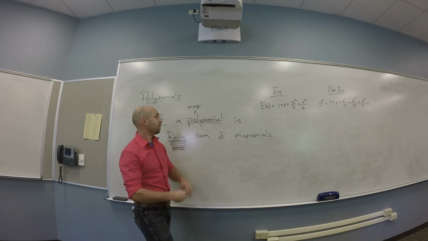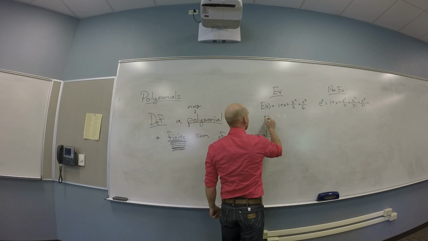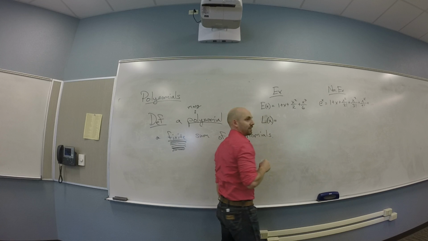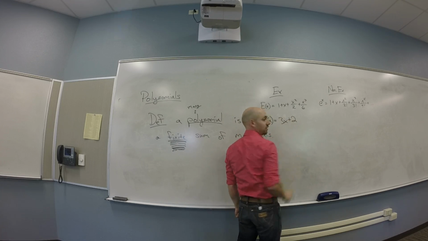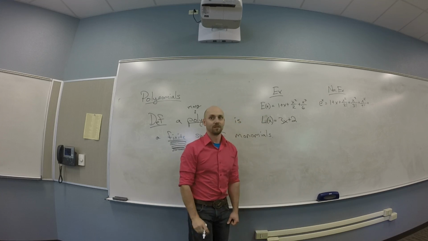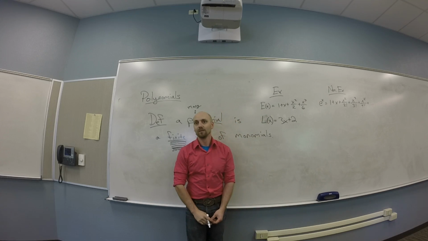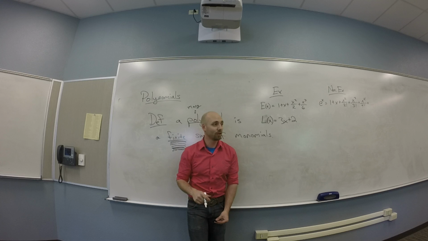Cool. Okay, so other examples, let's see. L of x, say, is, I don't know, 3x plus 2. What kind of beast is that? Line. That's a line, right? So all the lines are polynomials.